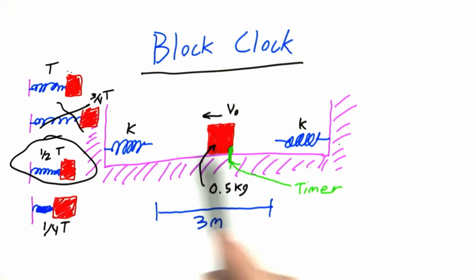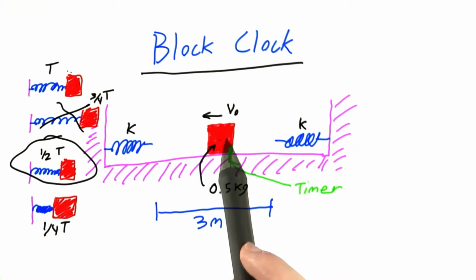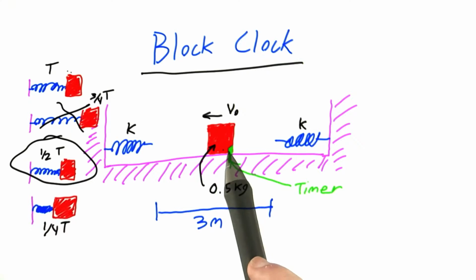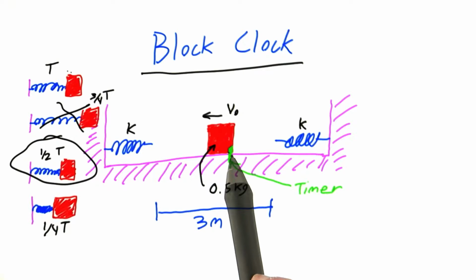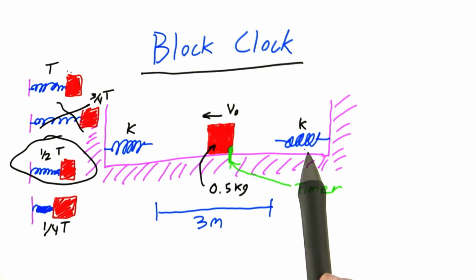Note that this problem is completely symmetrical, so it's sufficient for me to solve the problem on one side, and I know the same thing is going to happen on the other side. So I only need to solve for one period of the block moving over here and bouncing back to the timer, and I know the same thing is going to happen on the right side.